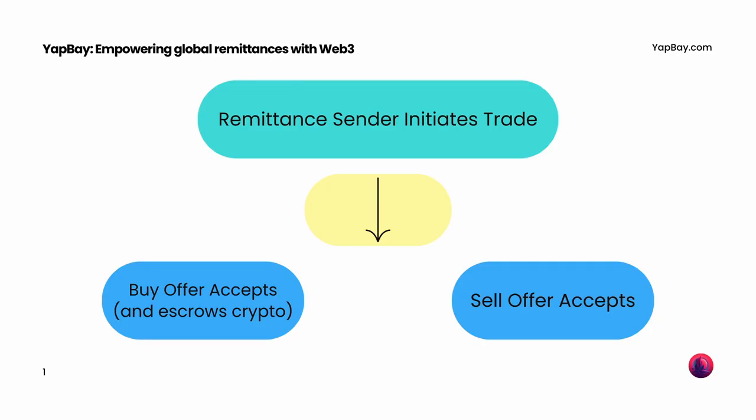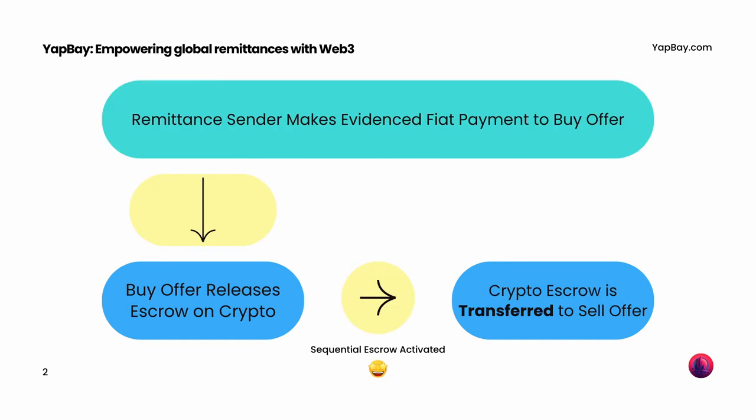The remittance sender has now initiated the trade. So the buy offer trader and the sell offer trader, they accept. The buy offer trader has to escrow their crypto because they're selling crypto. Then the remittance sender has to make their fiat payment to the buy offer, and they have to evidence that. And when the buy offer trader is satisfied, he will release crypto, release escrow on the crypto. And then the escrow for that crypto will automatically be transferred to the second offer, the sell offer.